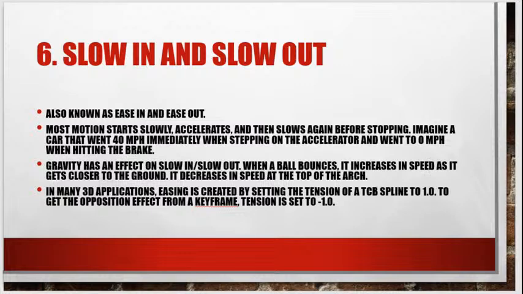For example, if a car is coming at 40 miles per hour, and you step on the accelerator and then go to 0 miles per hour when hitting the brake. Imagine the car is coming very fast and you apply the brake. What happens? It will not suddenly stop, it will stop with a jerk. So that is slow in and slow out, the speed. Another example is that gravity has an effect on slow in and slow out. Slow in and slow out happens because of gravity and because of the movement of a person, or of any object. So let's see an example of a bouncing ball over here.